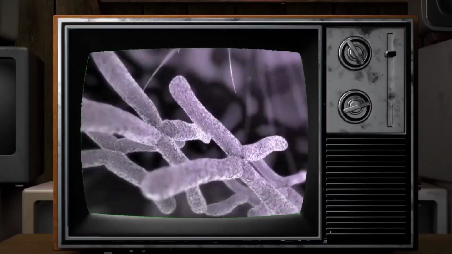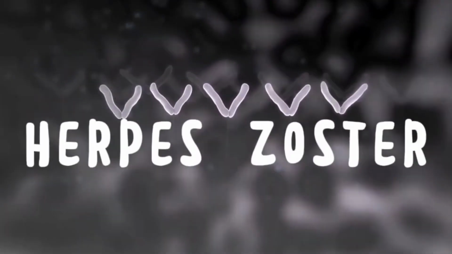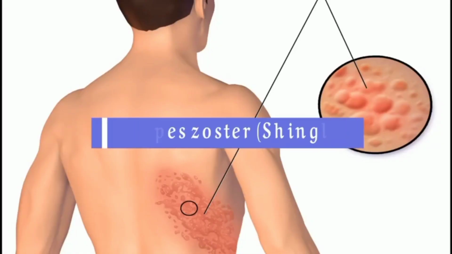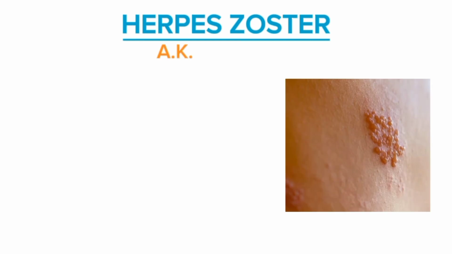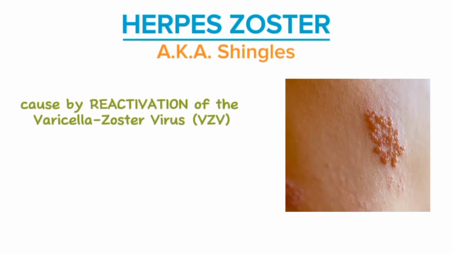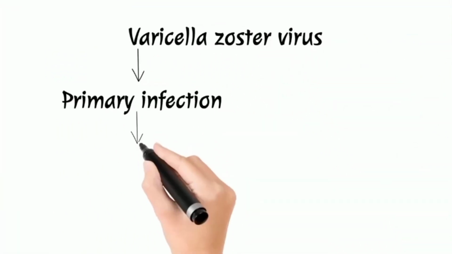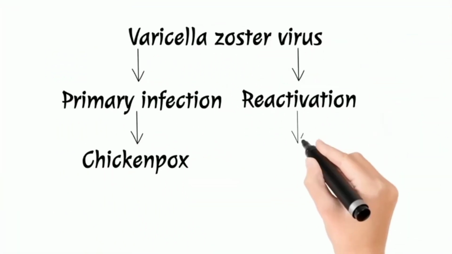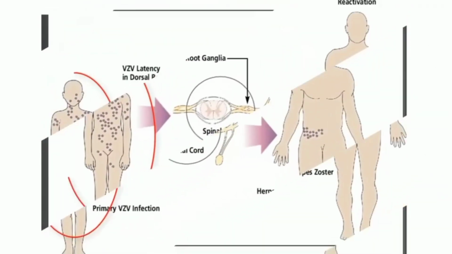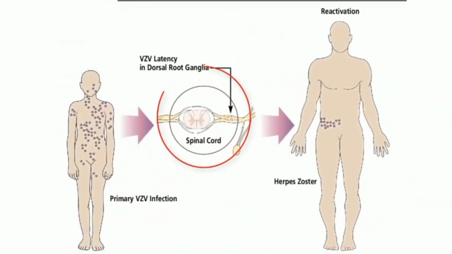Let's discover the medical facts about herpes zoster. In the beginning, we must know how herpes zoster happened. Herpes zoster, also known as shingles, is a viral infection caused by reactivation of the varicella zoster virus, the same virus that causes chickenpox. Chickenpox is a primary herpes zoster virus infection.